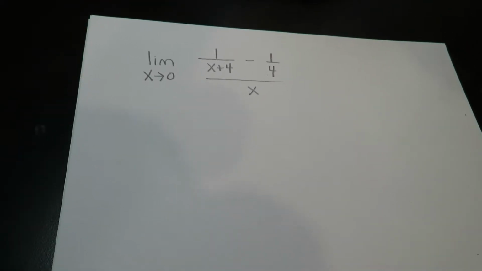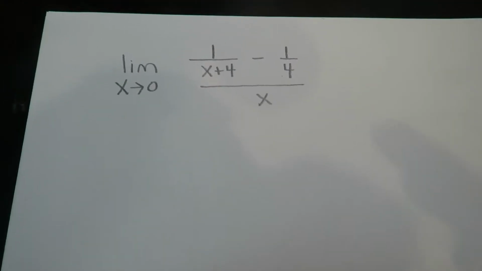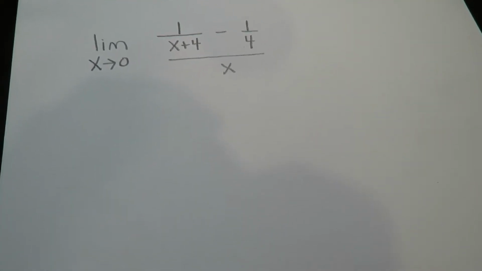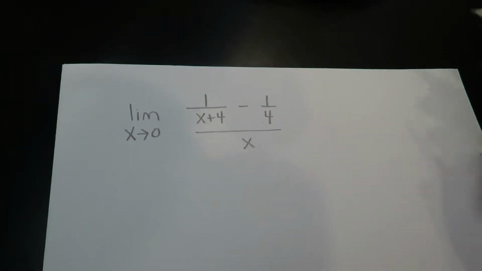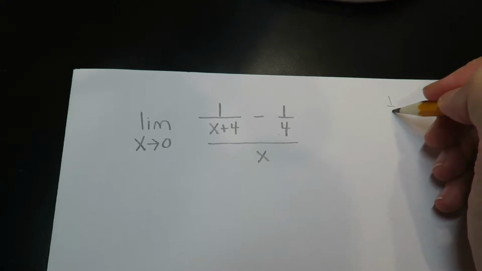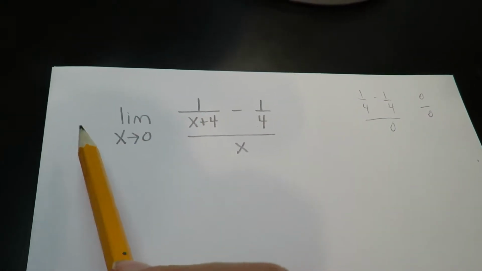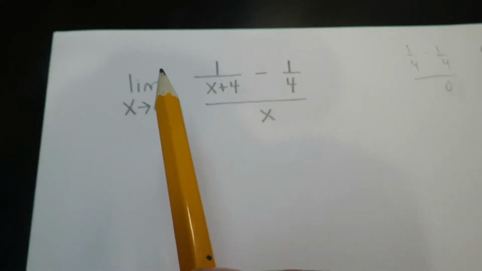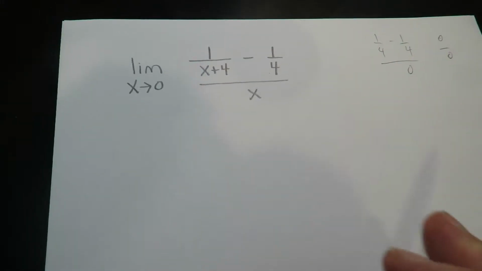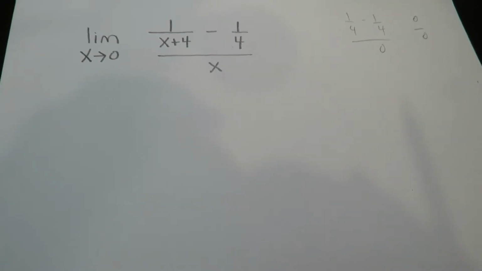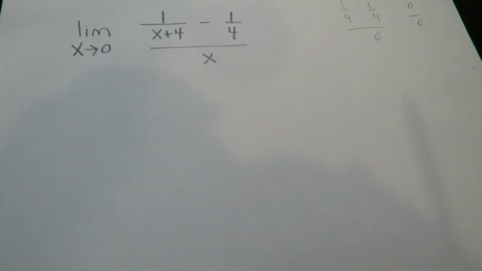So we're working on section 2.3, I believe. Yep. And we're going to keep looking at how to handle indeterminate forms. So if you notice on this problem, if you let x be 0, you're going to get 1/4 minus 1/4 over 0, or 0 over 0. So in this case, if you do the plug and chug, you get an indeterminate form. It doesn't work out on the first run through because you get the indeterminate form. So what do you think you might do in this case?